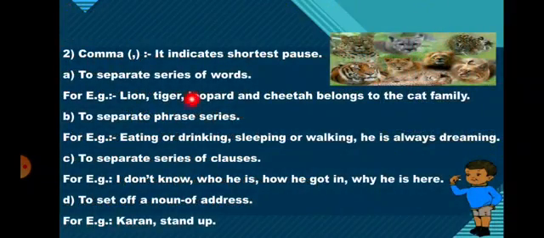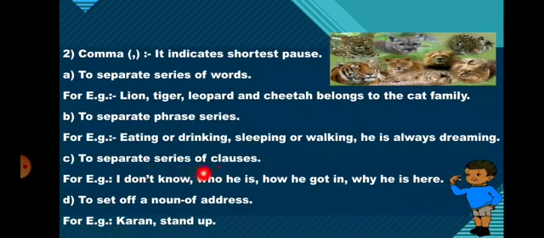Comma. It indicates the shortest pause to separate a series of words. For example, lion, tiger, leopard and cheetah belong to the cat family. So here, in order to separate a series of words, we have to put a comma in between. To separate a phrase series, for example, eating or drinking, sleeping or walking, he is always dreaming. So in order to separate a phrase series, we have to put a comma in between.